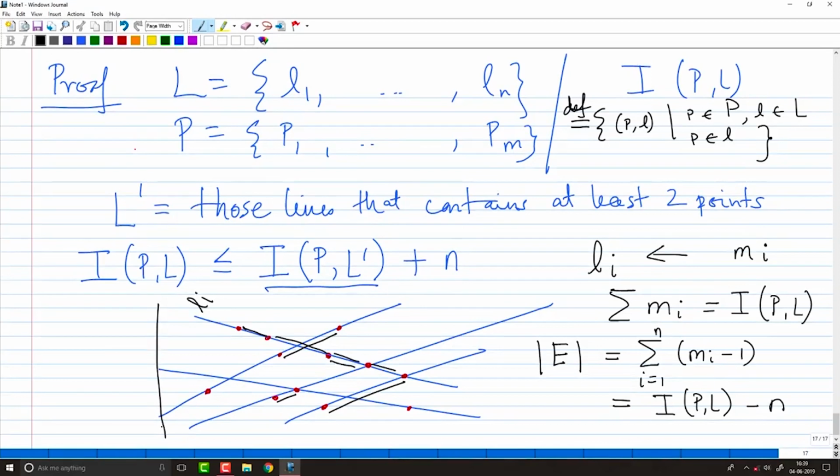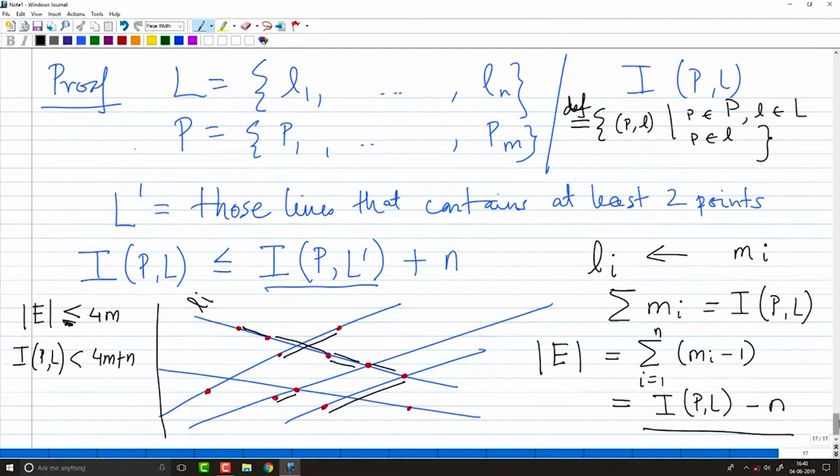Okay, so this is one thing. Let me try to do some calculation on this side. So, in this graph, by the way, how many vertices does this graph have? There are m points. How many vertices? M vertices. Yes? Okay. If the number of edges is less than 4m, then what do we have? We have from this that I of P, L is less than 4m plus n.